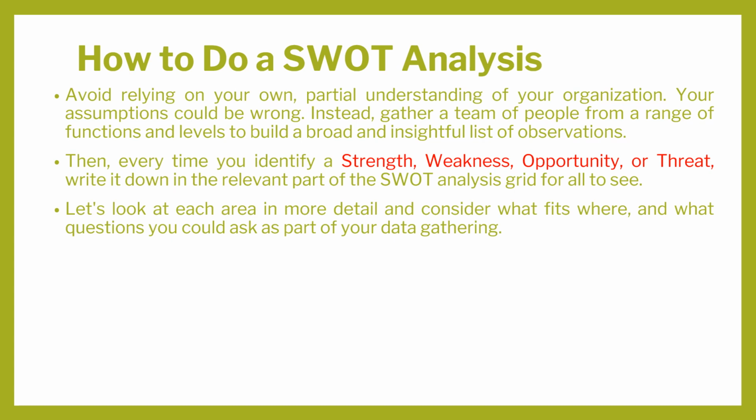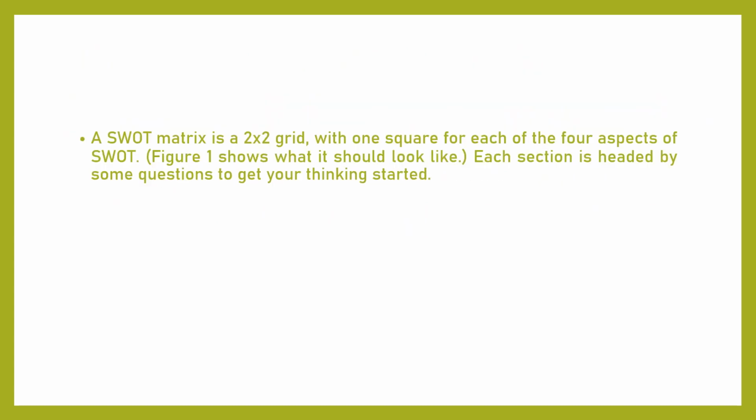Let us look at each area in more detail and consider what fits where and what questions you could ask as a part of your data gathering. A SWOT matrix is a 2 by 2 grid with one square for each of the four aspects of SWOT. Figure 1 shows what it should look like. Each section is headed by some questions to get your thinking started.